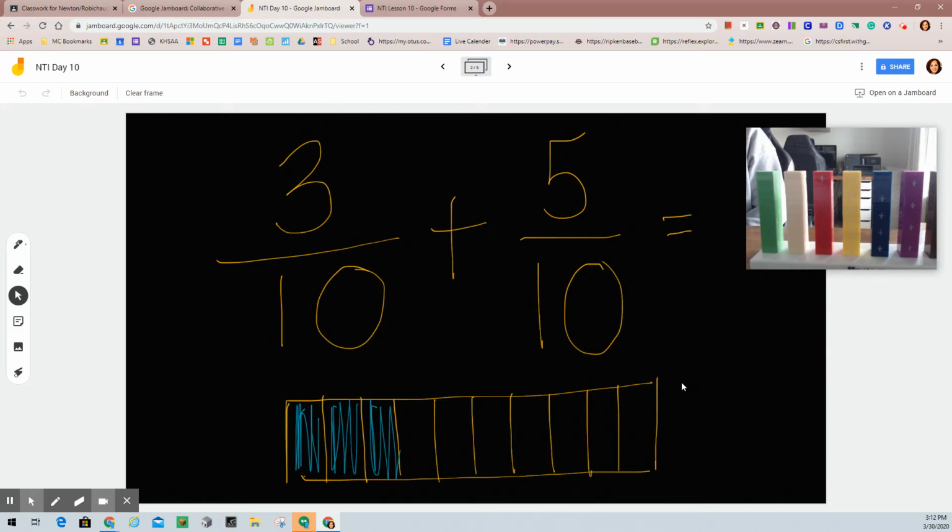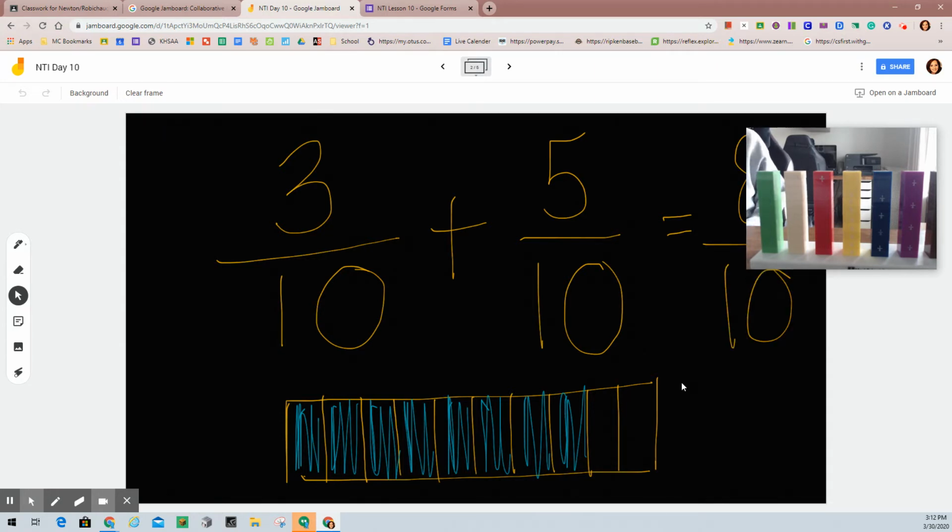Well, I'm already working in tenths, so all I need to do is add 5 more pieces. 1, 2, 3, 4, 5. So I'd have 1/10, 2/10, 3/10, 4/10, 5/10, 6/10, 7/10, 8/10, right there. So I'm going to write in 8/10. I pretty much have drawn out what you're going to see right here with our manipulatives.